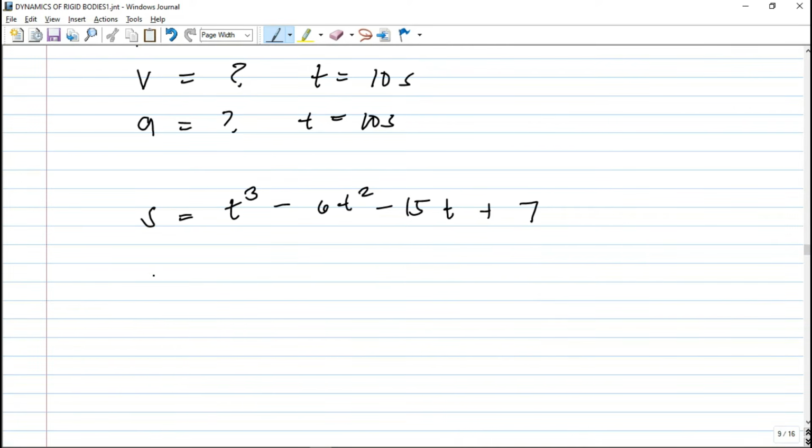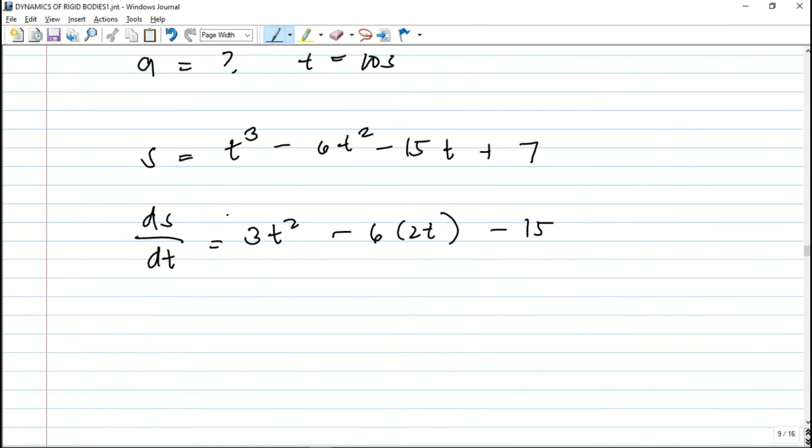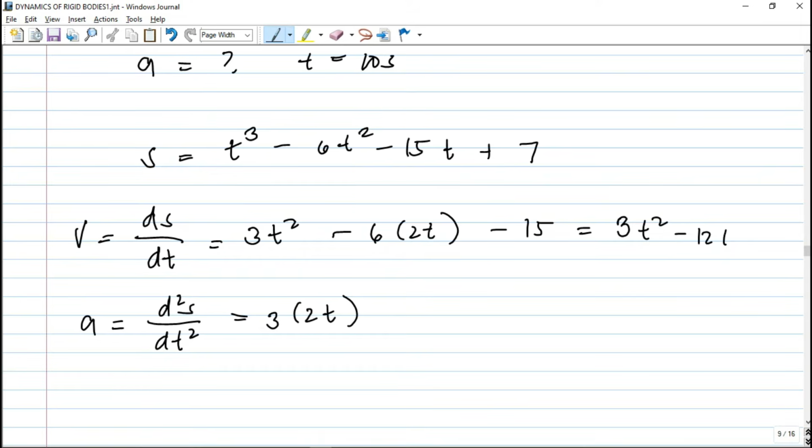So we have ds over dt, that is 3t squared. Using the power formula, we have minus 6 times 2t, then minus 15. That is the first derivative, so this is the instantaneous velocity. Then we can get the instantaneous acceleration by differentiating this again, d squared s over dt squared. Let's simplify the instantaneous velocity equation: 3t squared minus 12t minus 15.